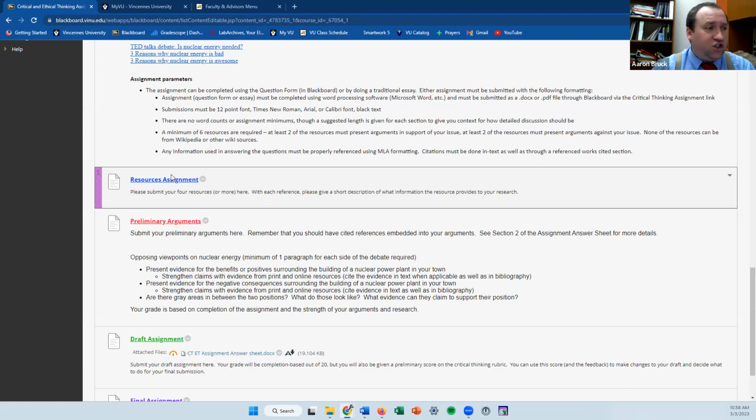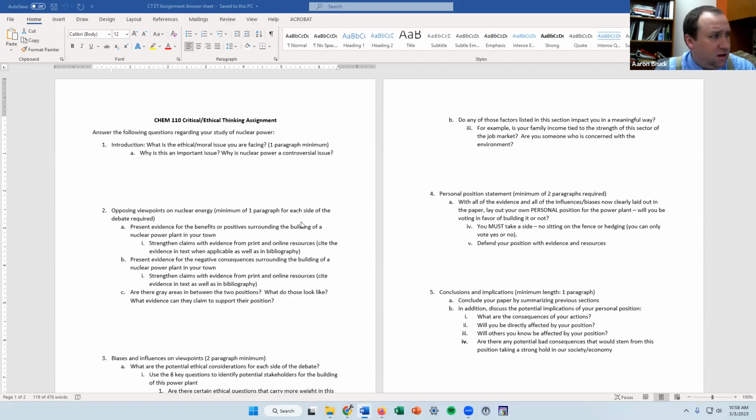So I haven't shown you this document yet, but the actual assignment that you submit can come in one of two forms. The form that I am showing here is one of the formats that you can use. You can submit this as a traditional essay, and the parameters for the traditional essay are given in the assignment description. 12-point font, black text, one of the three readable fonts that I give you: Times New Roman, Arial, Calibri. Any of those three are okay.